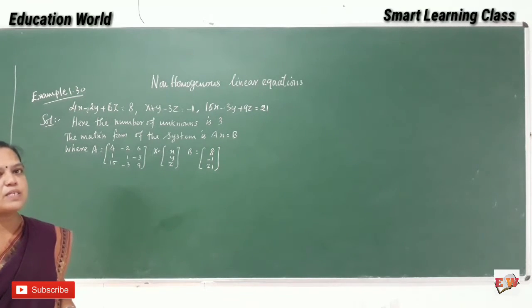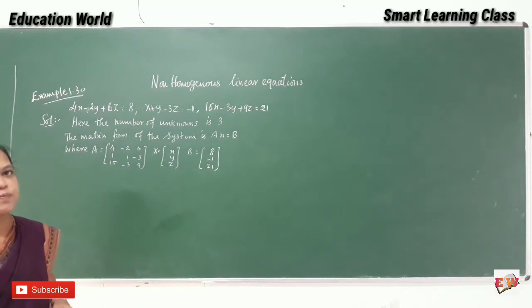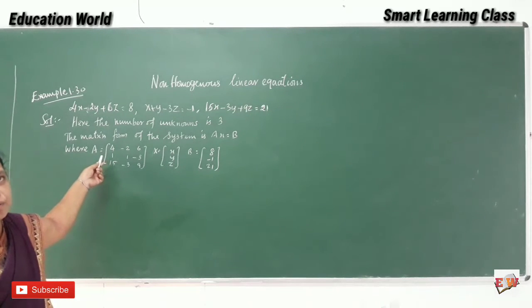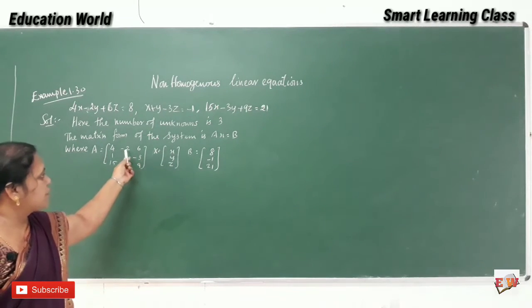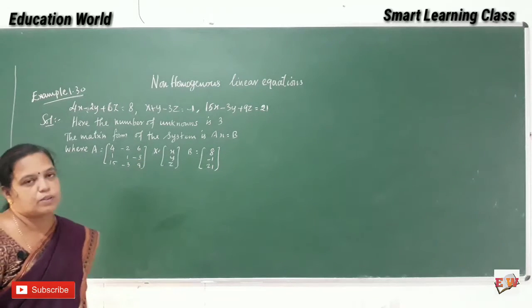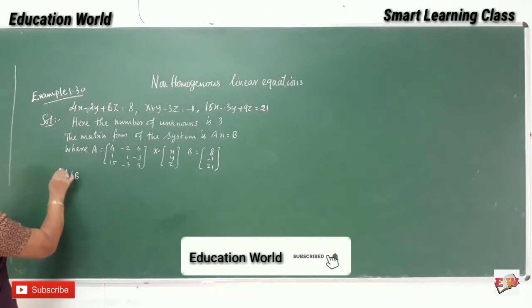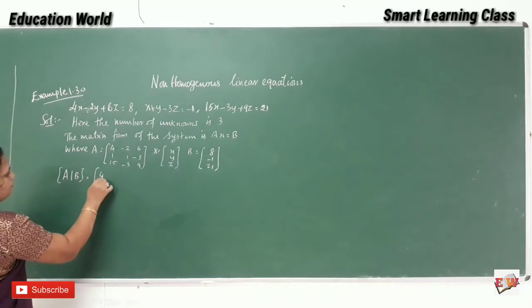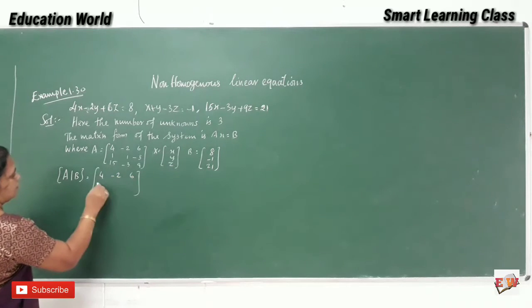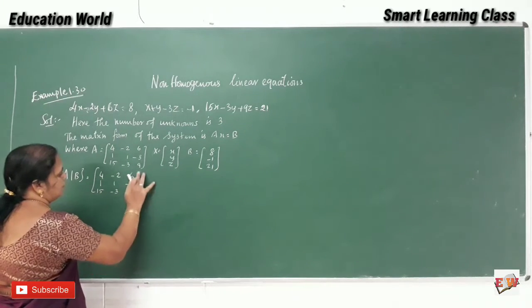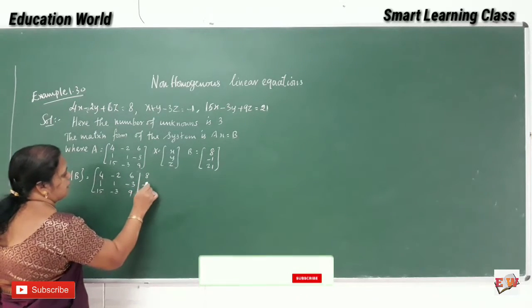Here the number of unknowns is 3. The matrix form of the given system of equations is AX is equal to B, where A is the coefficient matrix, X is equal to x, y, z, and B is equal to 8, minus 1, 21. First I am going to write the augmented matrix: 4 minus 2, 6, 1, 1 minus 3, 15 minus 3, 9, 8 minus 1, 21.